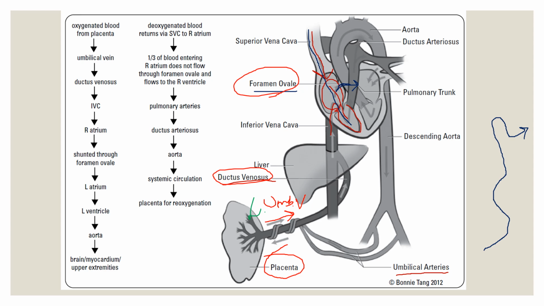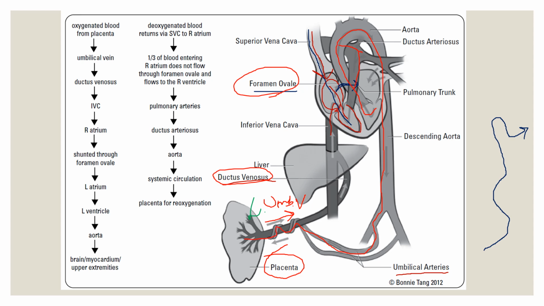So as in adults, from the right ventricle it goes through the pulmonary artery to the lungs. Okay, and from the left atrium it reaches the left ventricle and goes to the aorta to supply the other body parts, and finally by the umbilical artery back to the placenta to get oxygenated.